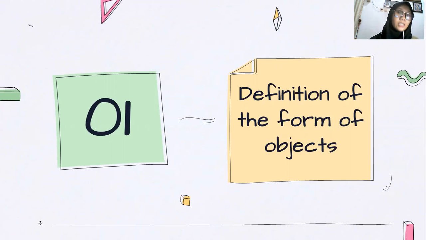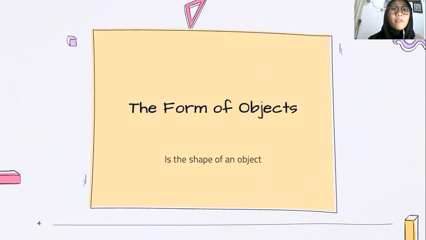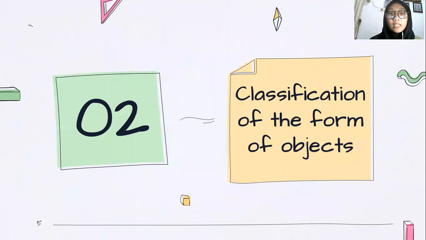Before I explain the definition of the form of objects, I want to ask you, do you know the definition of the form of objects? Okay, I will explain it. The form of objects is the shape of an object. If you touch or hold an object, you will feel its shape and form.